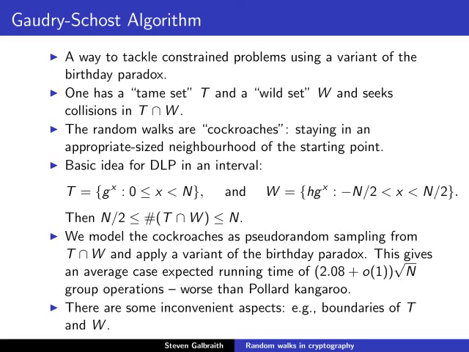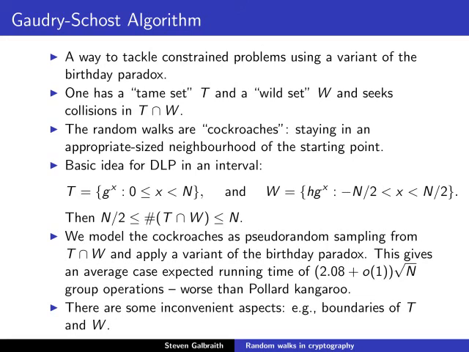And the bad thing is, of course, you don't know where the intersection of the two sets is, so you have to sample uniformly from the whole set. And so you're doing a whole lot of group operations that are outside the region where the two sets intersect. So that adds an overhead to the algorithm. If you just do this, you end up with an algorithm worse than Pollard kangaroo.